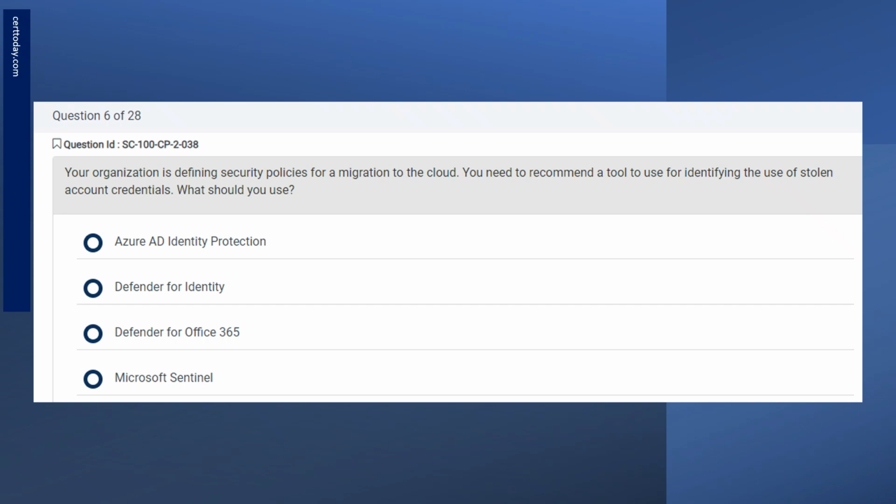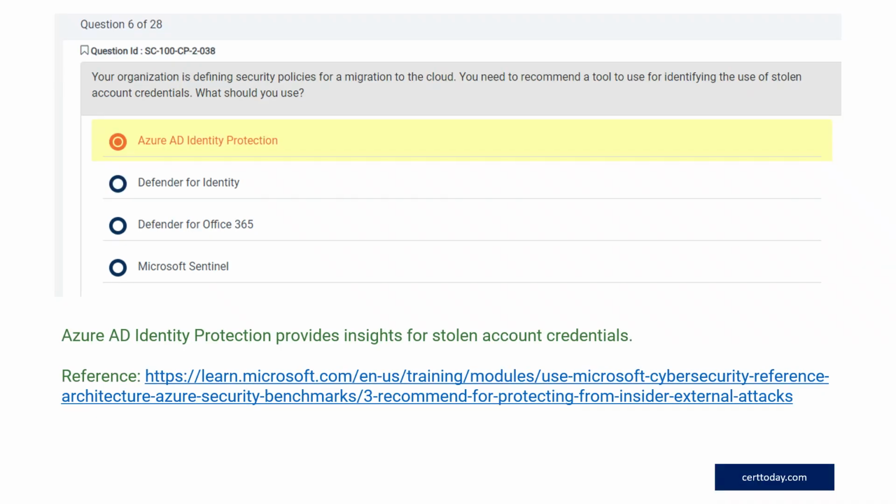Question number 6. Your organization is defining security policies for a migration to the cloud. You need to recommend a tool to use for identifying the use of a stolen account's credentials. What should you use? Azure AD Identity Protection provides insights for stolen account credentials.